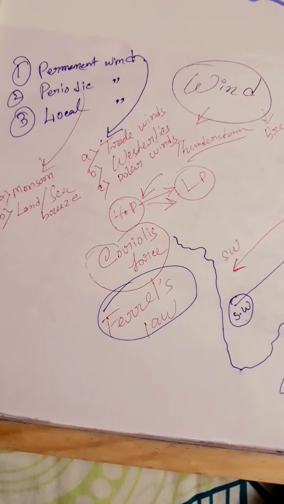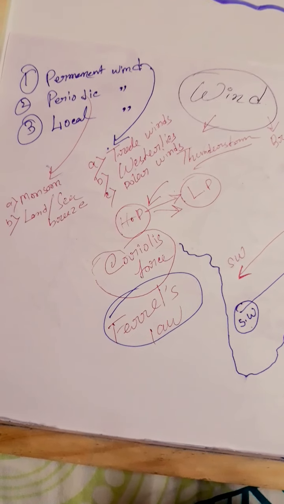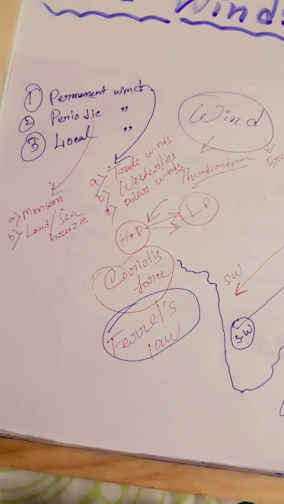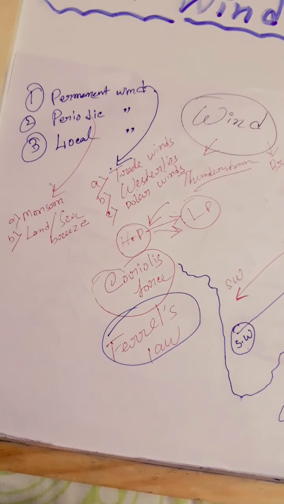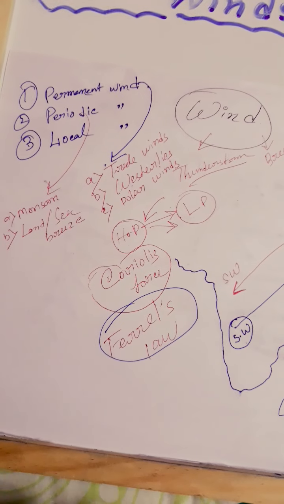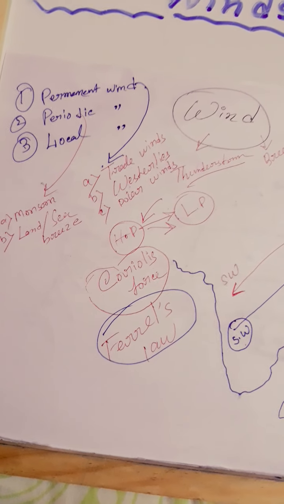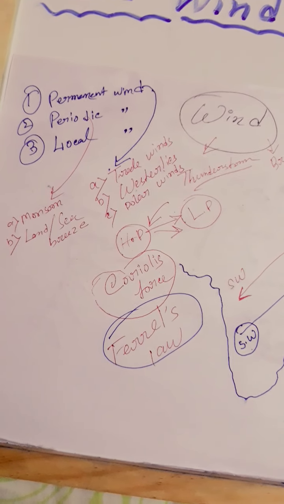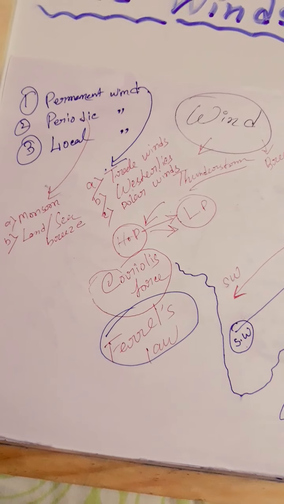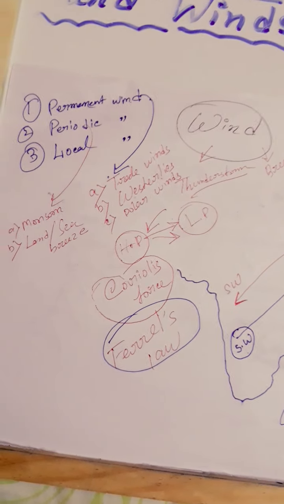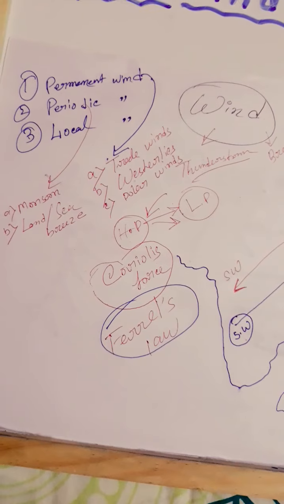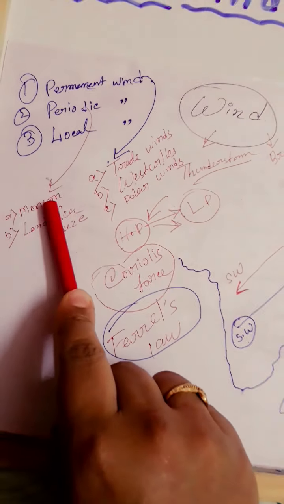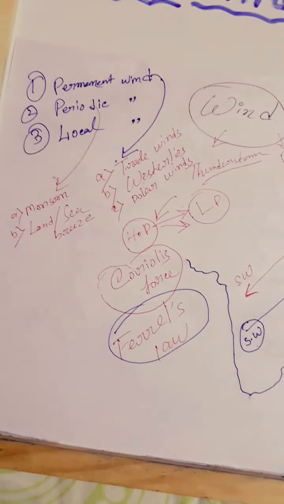Periodic winds are mainly caused by the unequal heating and cooling of the earth's surface, because not all of the earth's surface is getting the sunlight in the same manner. So that's why we have used the term unequal heating and cooling, and also due to the variation in atmospheric pressure. If it comes that you must write two examples of periodic winds, then you can write the monsoon and the land breeze or sea breeze.